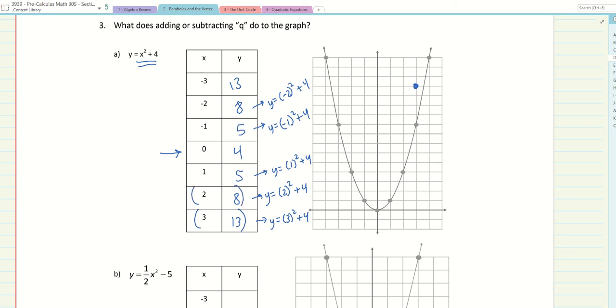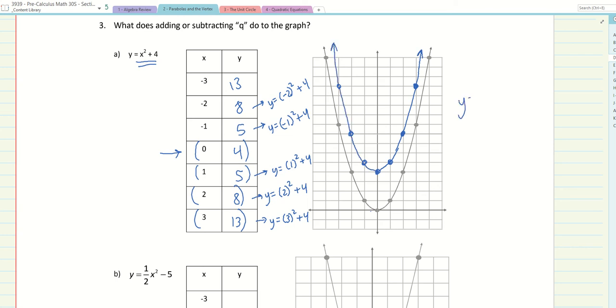2, 8. I used to go 2, 4. Well, now I'm going to go 4 units above that. 1, 5. I used to go 1, 1. Well, now I'm going to go 4 units above that. So all my points are being lifted exactly 4 units above where they used to be. Even the vertex, okay? 0 plus 4 is 4, so that goes up. Negative 1, 5. Negative 2, 8. Negative 3, 13.